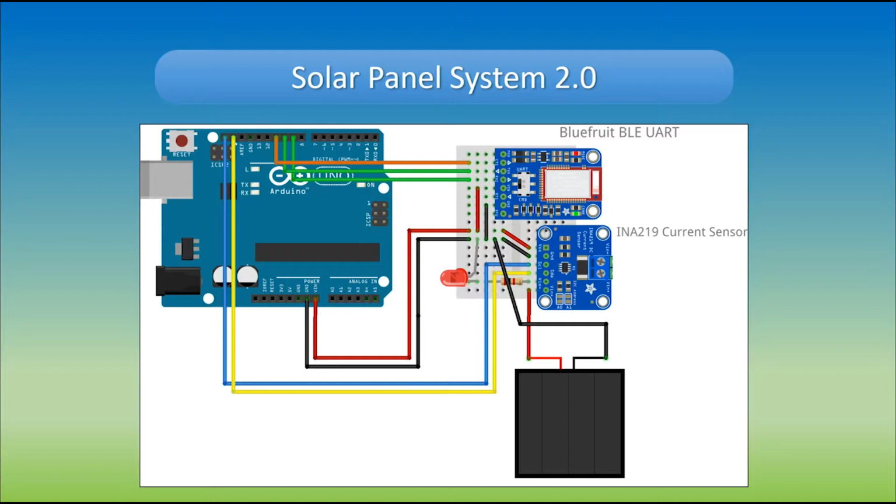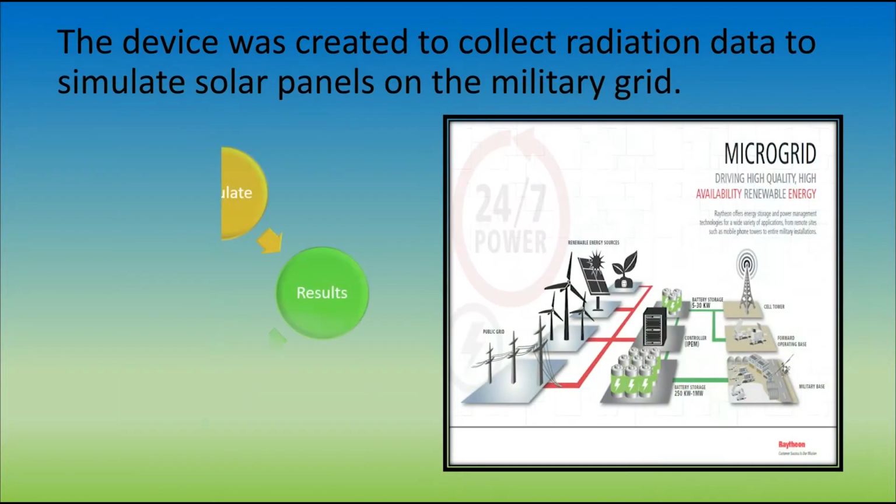For some background information, this device was first created to collect solar radiation data to simulate solar panels on the military grid. From the collected results, soldiers could fairly accurately analyze how much power massive solar panels would generate in certain areas on the grid. As you can see on the right, their microgrid would consist of solar panels, wind turbines, and other sources of power. They would use this power to run all of their operations.